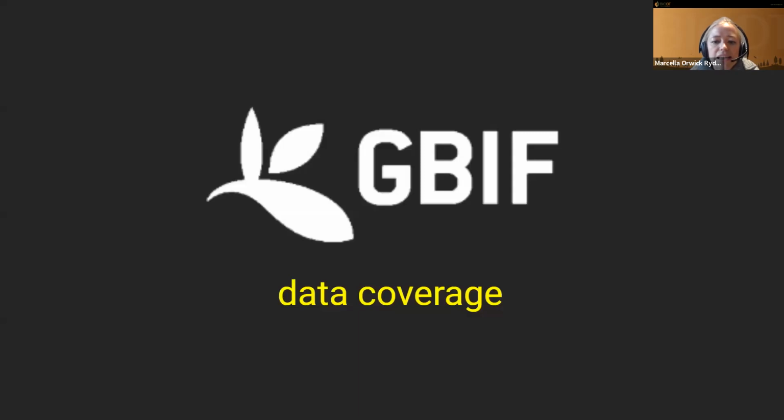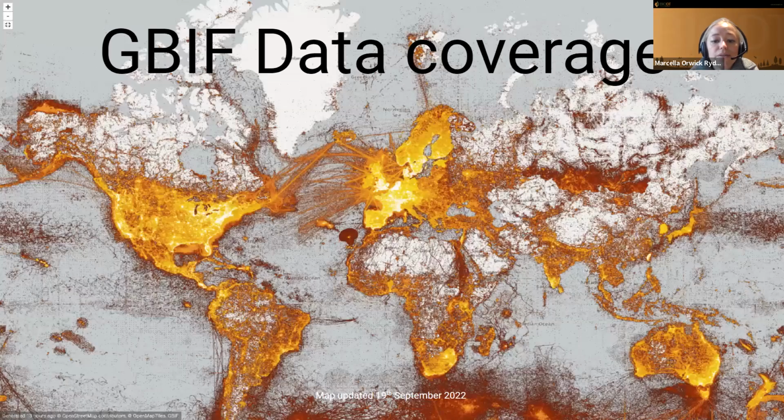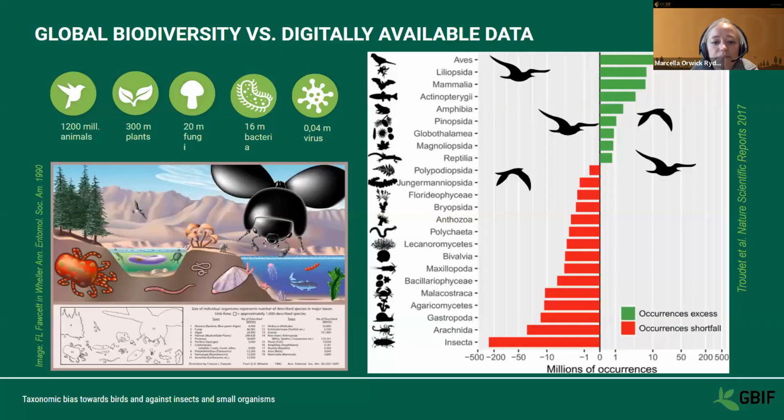And now onto the data coverage from GBIF. As I've previously mentioned, we have pretty strong data coverage. In white are the areas where we still need to do better. But for instance, in the US, in Northern Europe, in Australia, and in Southern Africa and South America, we have a strong presence.